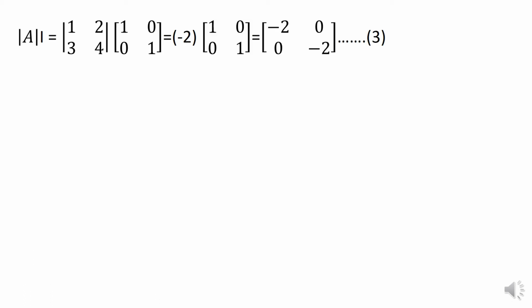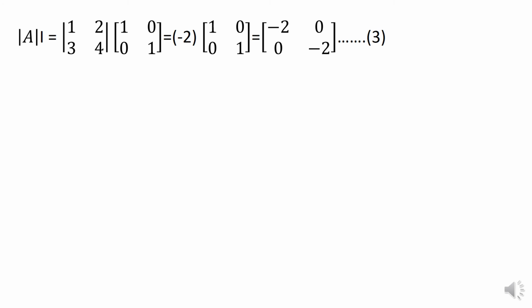The next step, find mod A into I. Now what is mod A? The determinant of A. So the determinant of A is taken and that is multiplied with I, that is a unit matrix. In this case, unit matrix of order 2. Thus you find the answer for mod A into I, which is coming as a matrix which is equal to the previous two matrices which we found out just now.